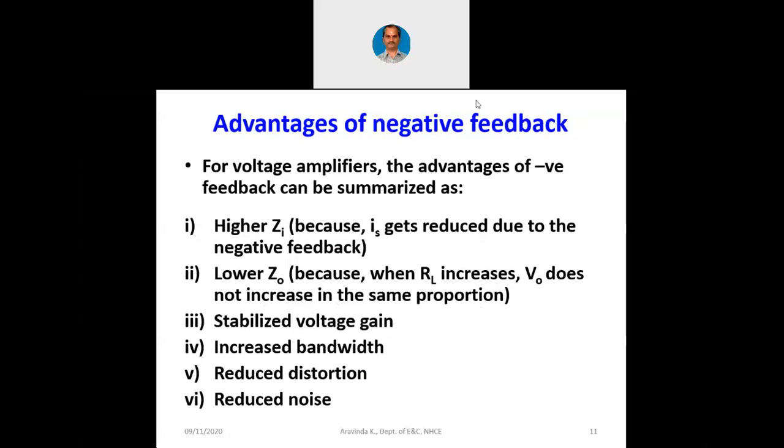Okay. The next advantage is stabilized voltage gain, that I have discussed already. And the fourth advantage is increased bandwidth, that also I have discussed already. And the fifth advantage is reduced distortion, that we have discussed in today's class. And the sixth advantage is reduced noise, that also we have discussed in today's class. So these six are the obvious advantages of negative feedback. The only one disadvantage is the reduction in gain. But we are purposefully having a reduction in gain so as to have six advantages.